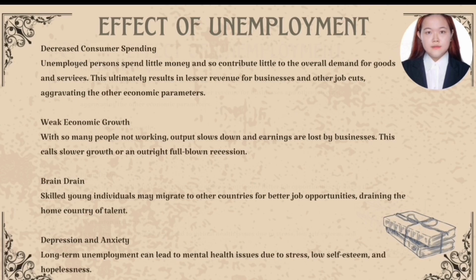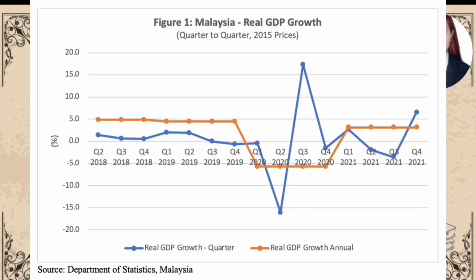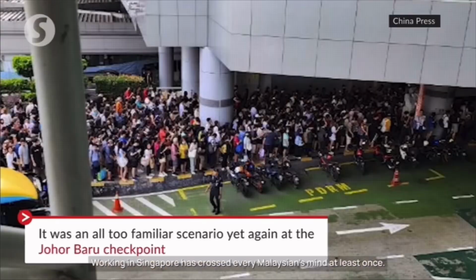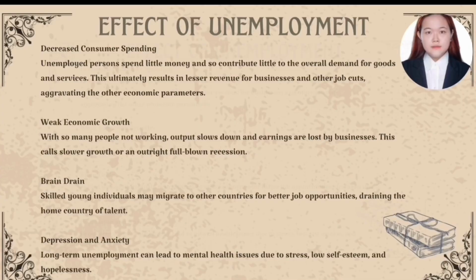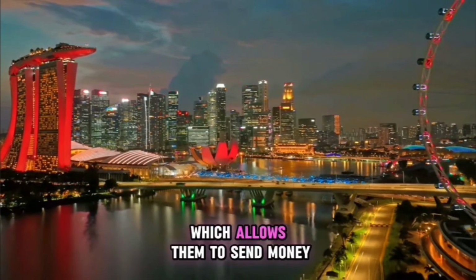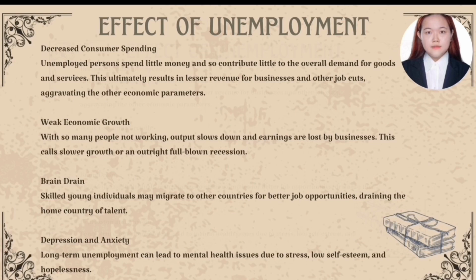Second, weak economic growth. If businesses are not making money and fewer goods are being sold, this leads to weak economic growth. A high unemployment rate can even lead to recession. Third, brain drain. If young people can't find good jobs in their own country, they may choose to move overseas for better opportunities. This is a problem because the country loses talented and educated people who could have helped improve the local economy.